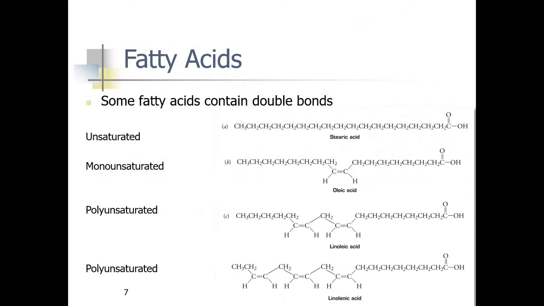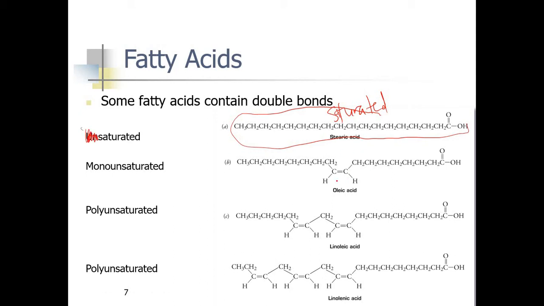Fatty acids could be unsaturated; they could be monounsaturated or polyunsaturated. These are examples. For example, this one is saturated. If you notice, there is no carbon-carbon double bond. So stearic acid is a saturated fatty acid. For this one, this is monounsaturated.